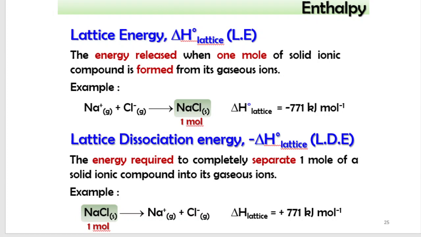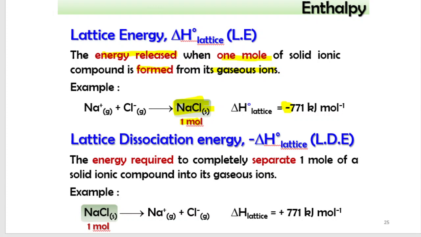So, untuk lattice energy, it is the energy released when 1 mole of your solid ionic compound is formed from its gaseous ions. So, siapa yang form? Energy release, delta H negative. So, siapa yang 1 mole? Your NaCl ni mesti 1 mole. Okay, from its gaseous ions.